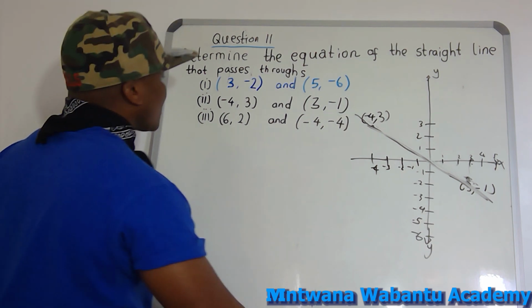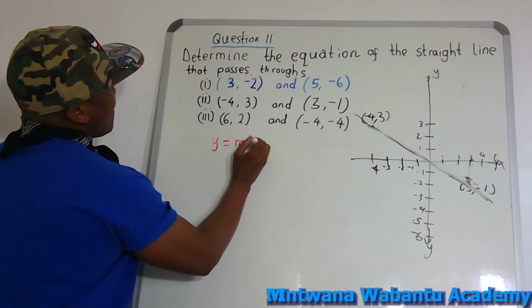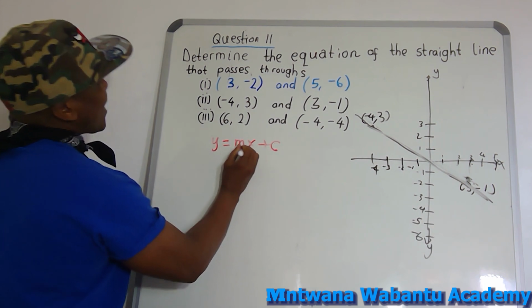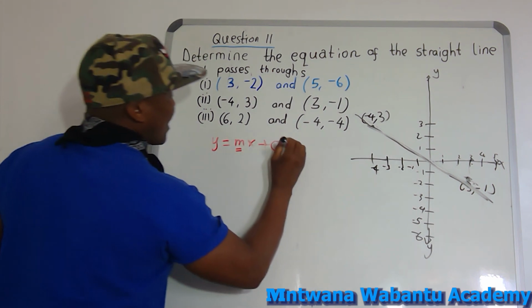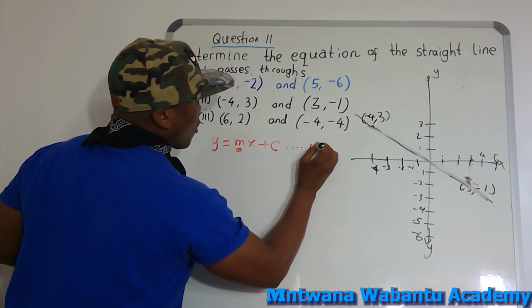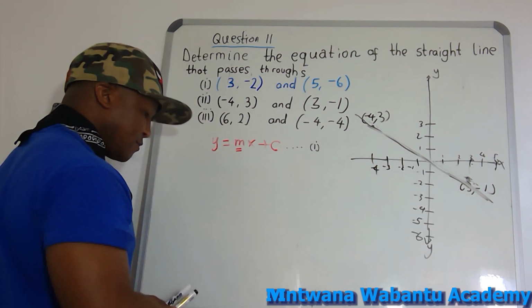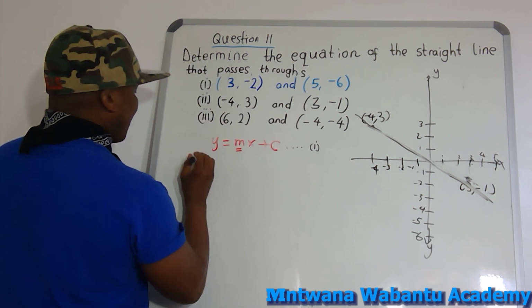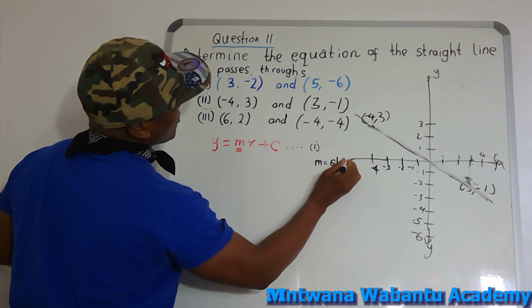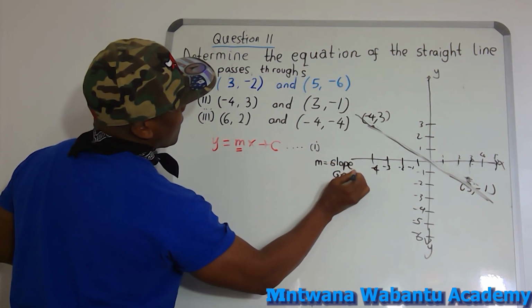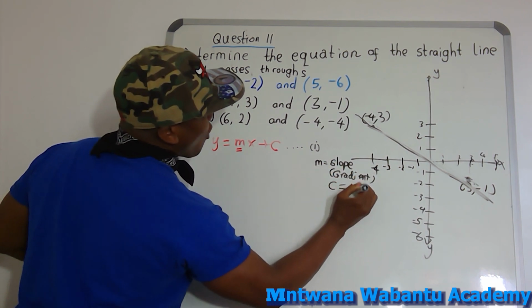Now we go. So what we're going to do is write the equation of a line: y equal to mx plus c. We have to find the gradient, or we can call it slope sometimes. Call this the first equation. Let's find the gradient. So find m. M means slope or gradient, represented by m. And c is the y-intercept.